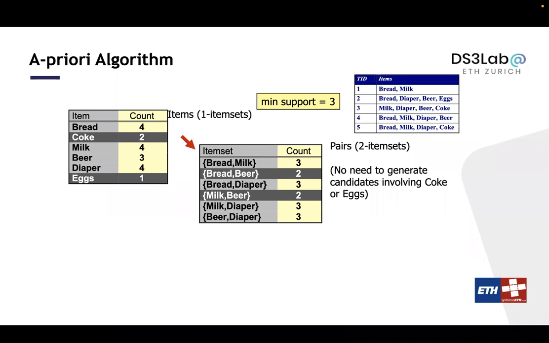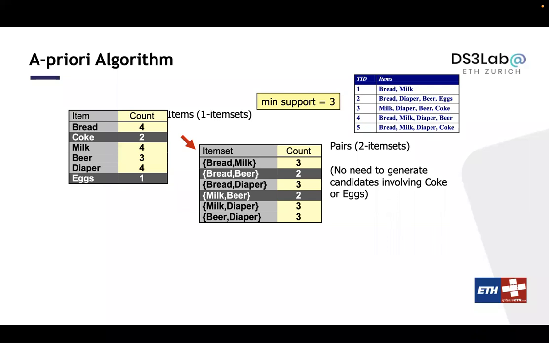In this case, what's interesting is you will not generate the candidate involving coke and egg, right? Because coke and egg on their own is not frequent. Their superset cannot be frequent, right? So in this case, the number of candidates you have in the two-item set case is not 6 choose 2, right? It's not 30. You are only considering all those cases without coke and without egg. So you get these six different candidates.